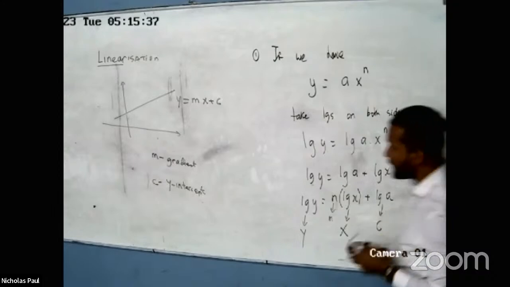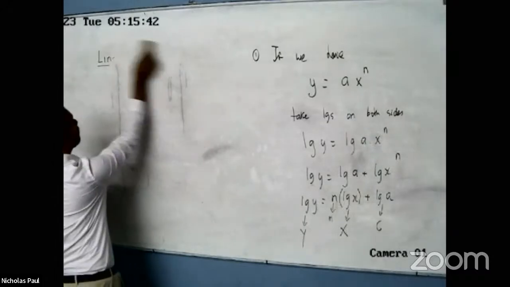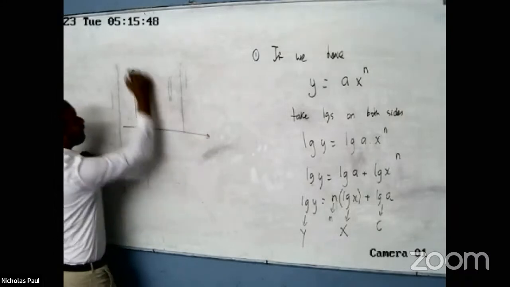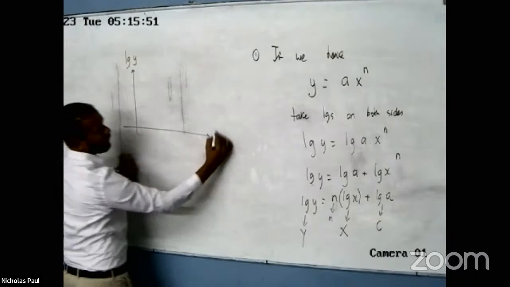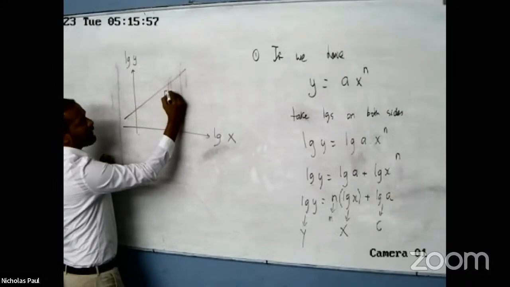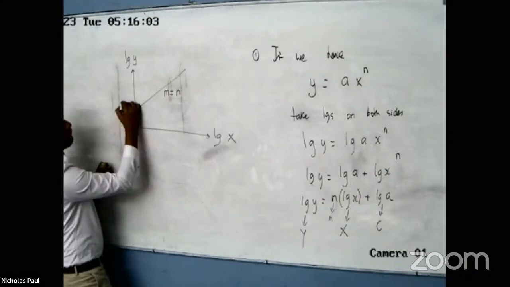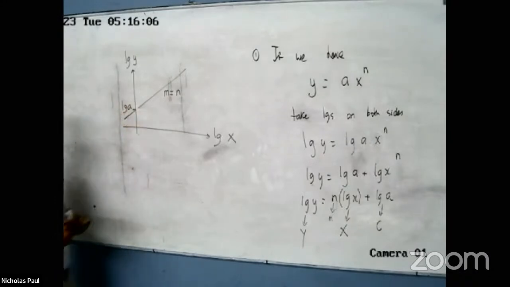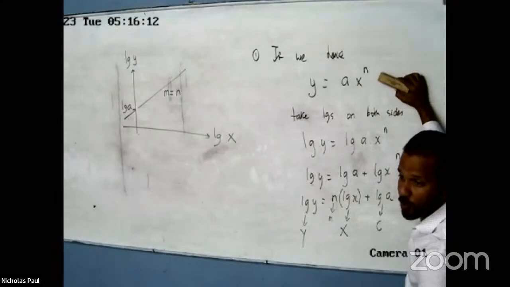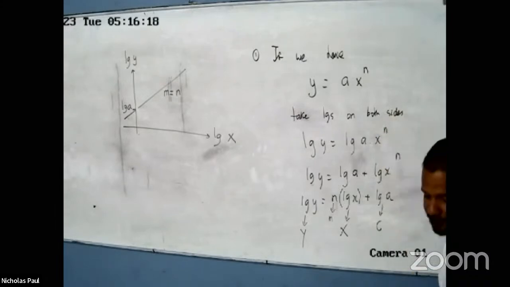When you plot that, it will look something like this. Log y against log x, and you'll get a straight line. And the gradient of that straight line is n, and the y-intercept is log a. So what we just did is that we took a function that was not a straight line and we made it a straight line by taking logs on both sides.